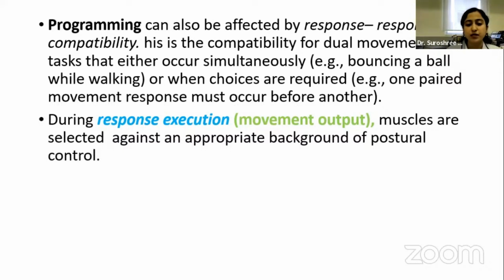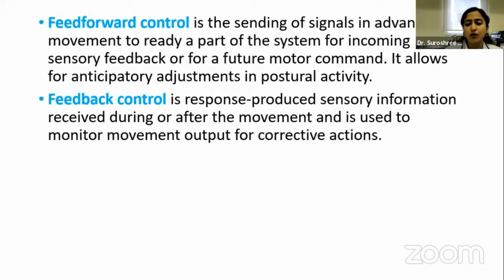And during response execution, or on motor output, muscles are selected against an appropriate background of postural control. So now you have two important things that define movement: feedforward control and feedback control. Feedforward control is something that is already there in advance of a movement to ready a part of the system for incoming sensory feedback or for future movement commands. It allows for anticipatory adjustments in postural activity.